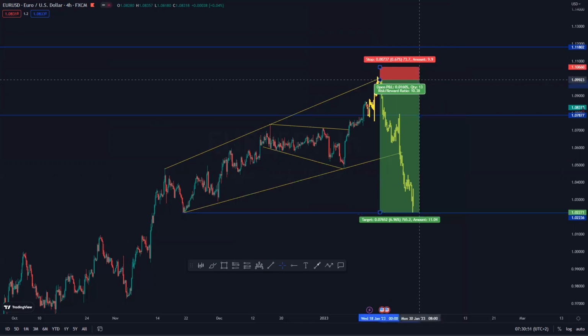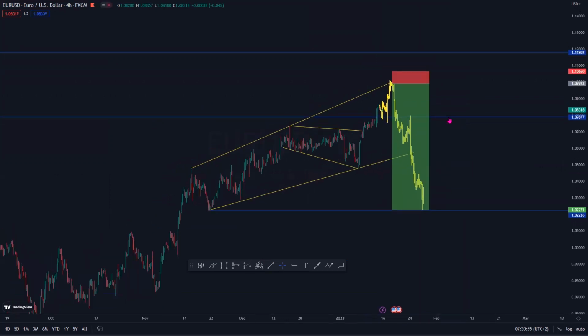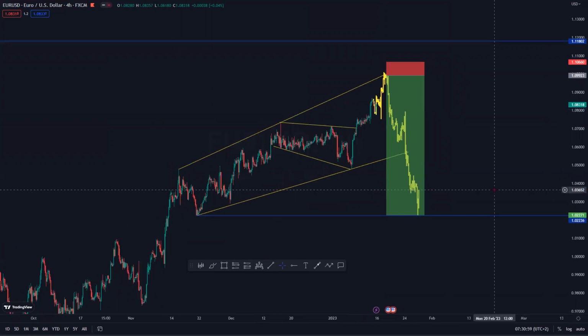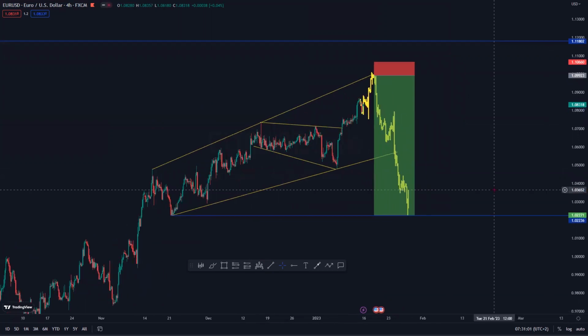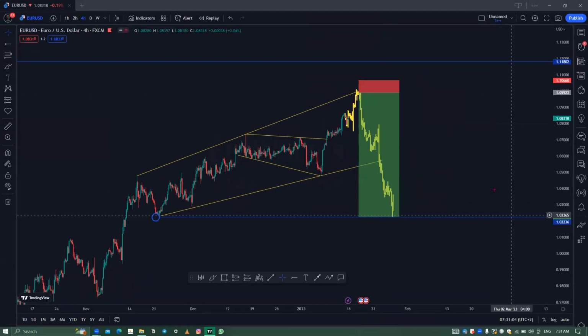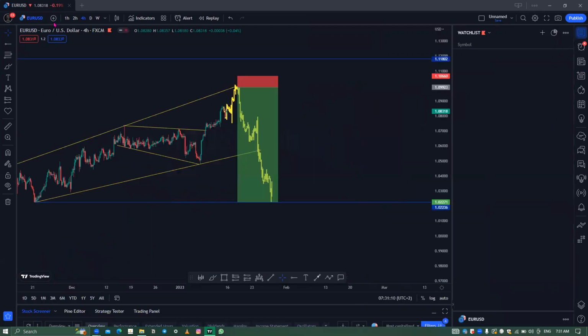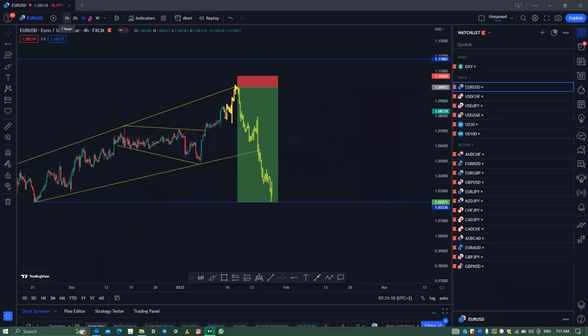Even here, there's no need for me to go to lower time frames. So meaning we are going to be patient on this one, very patient on it. So yeah, let me go to the daily time frame.